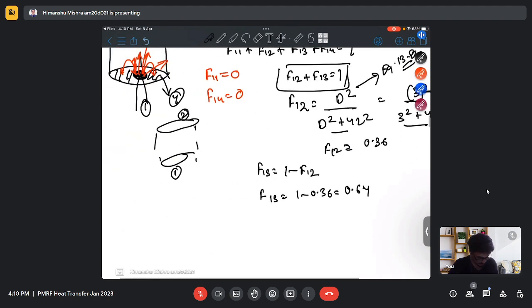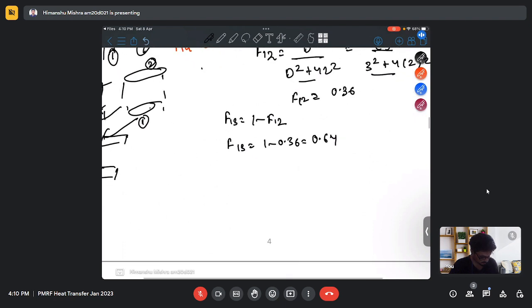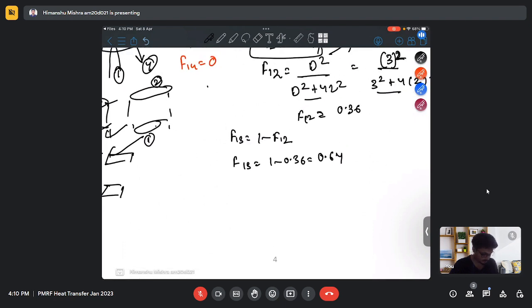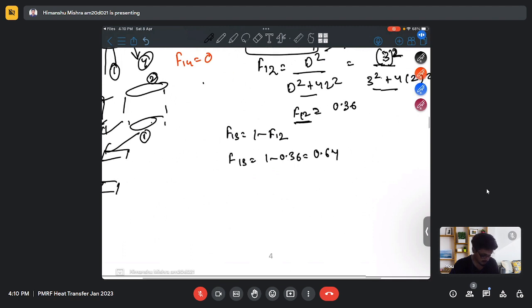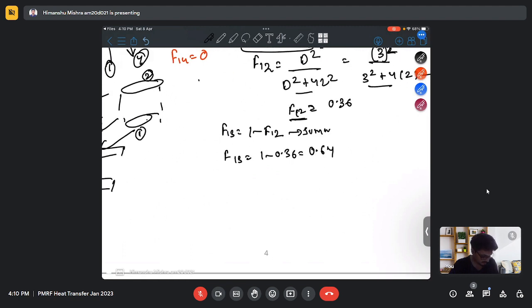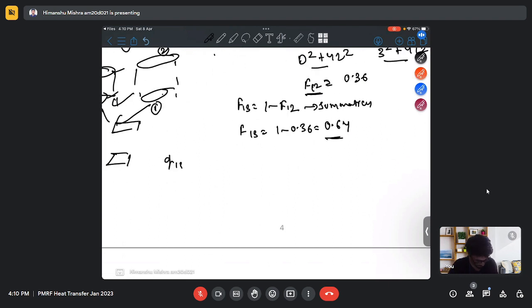Or we can also use the graph, because this is the case of two parallel discs. We can use a graph for two parallel discs or two parallel plates also. So for these two conditions, we can use a graph to find the shape factor. By using the graph or correlation, we get the shape factor F12, and then from the summation rule we get F13, which is 0.64. Then my heat transfer from surface 1 to surface 3 will be this.